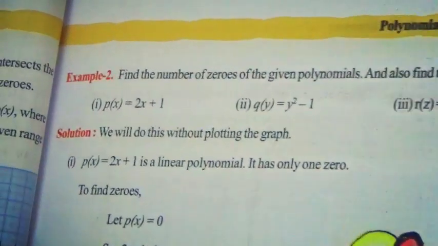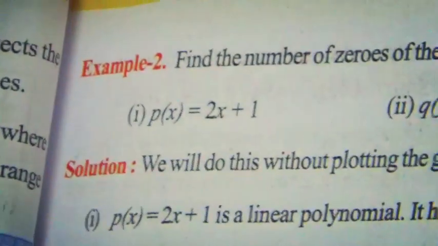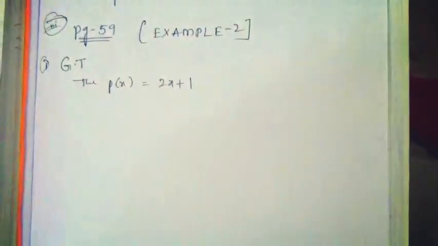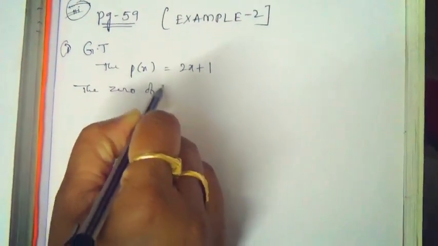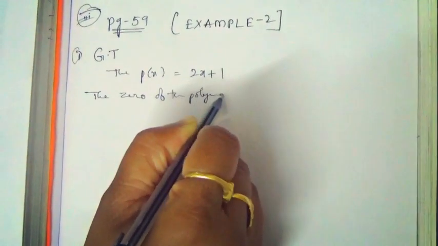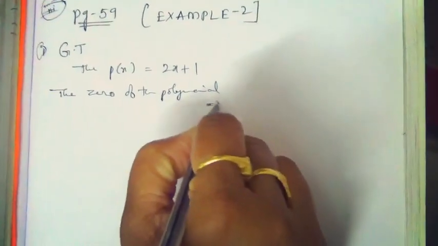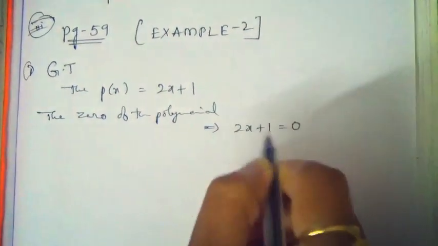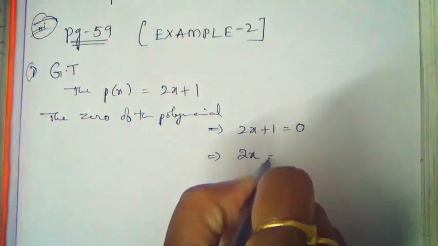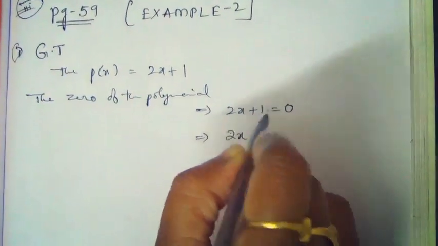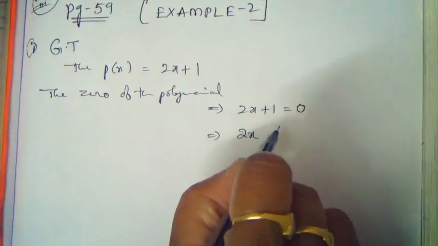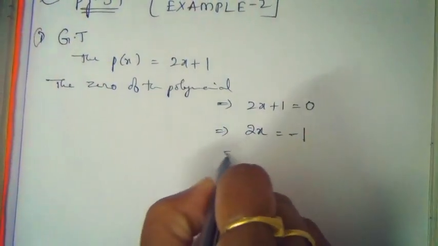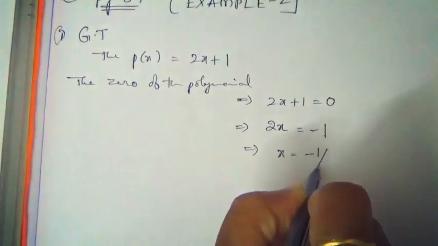What is the first question given here? Given that p of x is equal to 2x plus 1, we have to find the 0 of the polynomial, right? That implies 2x plus 1 is equal to 0. That implies 2x is equal to plus 1, and when it moves to the other side of the equation, it becomes minus 1. That implies x is equal to minus 1 by 2.